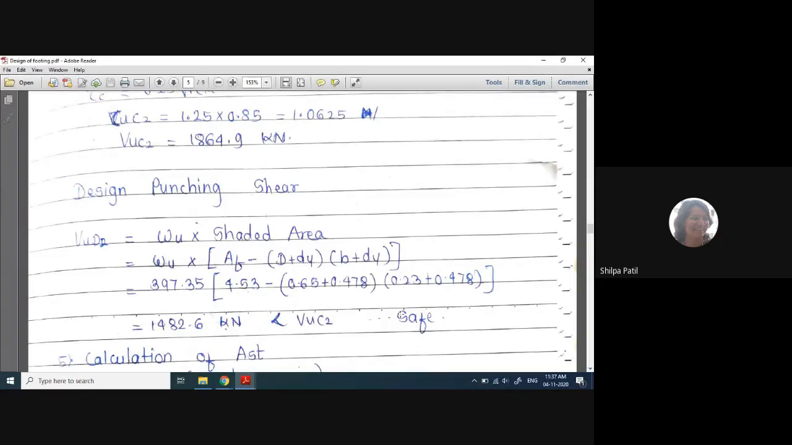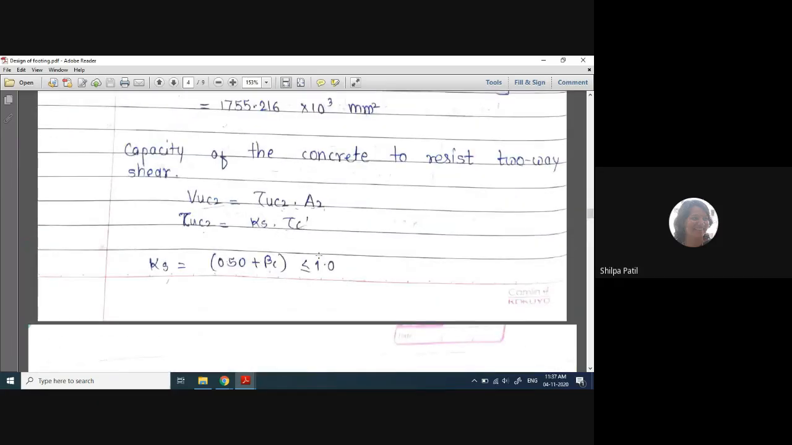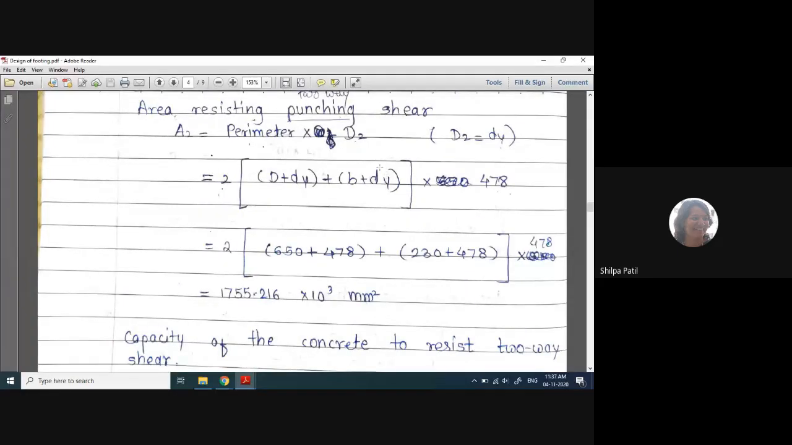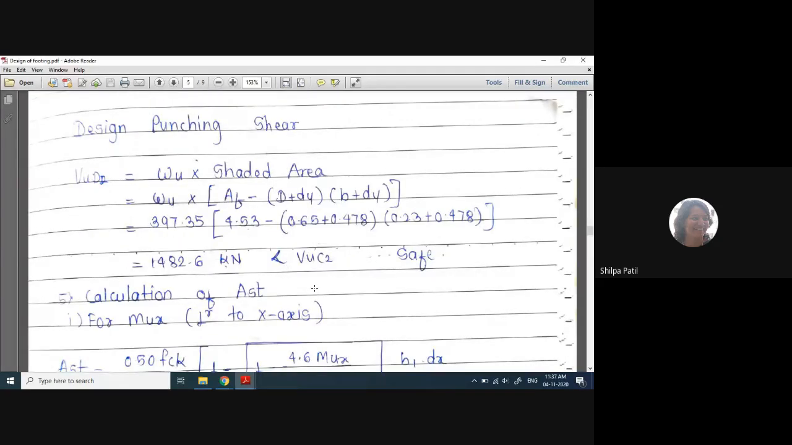If not, suppose this force is coming greater than our VUC2. So in that case, what correction do we need to do? We need to increase this A2. Now, how to increase this A2? For increasing the area, we have to increase D or B. D or B may not get increased because these are the size of the column. So what we have to increase? We have to increase the depth of the footing. So if this punching shear is not satisfied with this criteria, you have to increase the depth of the footing. That is the solution for getting this particular check.